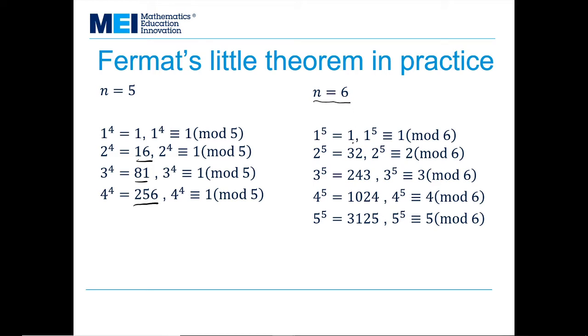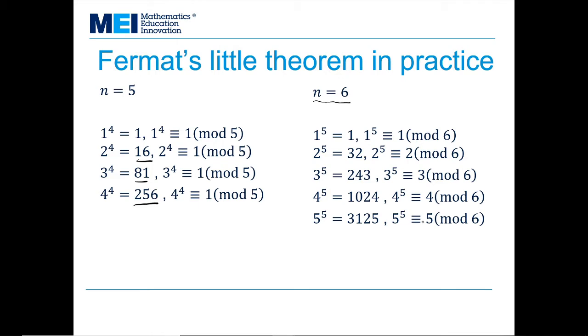So 1 to the 5 is 1, 2 to the 5 is 32, which is 2 mod 6, 3 to the 5 is 3 mod 6, 4 to the 5 is 4 mod 6, and 5 to the 5 is 5 mod 6. So since n is not prime, we're not getting this result where all of these are congruent to 1 mod 6.